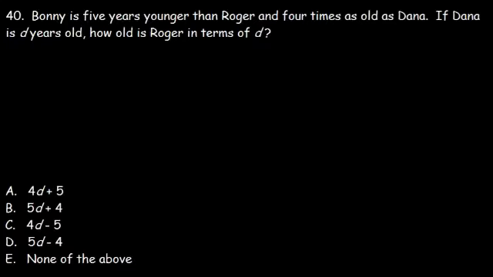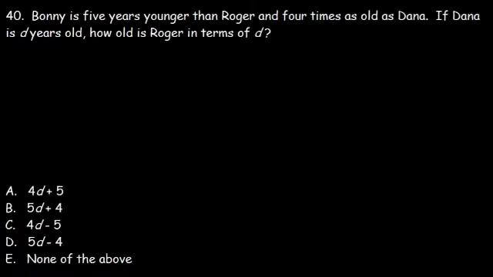Number 40. Bonnie is 5 years younger than Roger and 4 times as old as Dana. If Dana is D years old, how old is Roger in terms of D? So let's start with the first part of the sentence. Bonnie is 5 years younger than Roger. How can you write an equation between Bonnie and Roger?